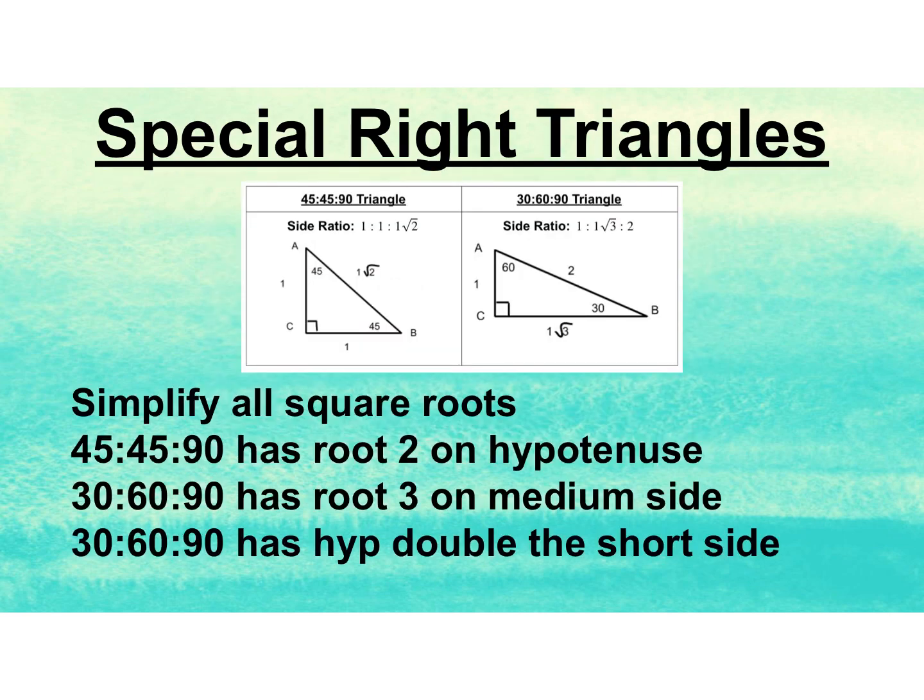So to recap, we have a 45, 45, 90 triangle with a side ratio of 1 to 1 to square root of 2, and our 30, 60, 90 triangle has a side ratio of 1 to root 3 to 2. Nice work.